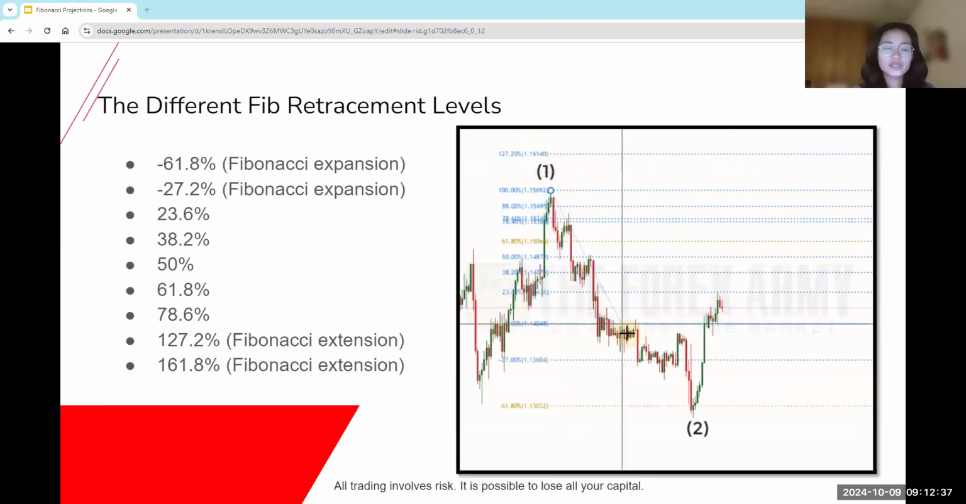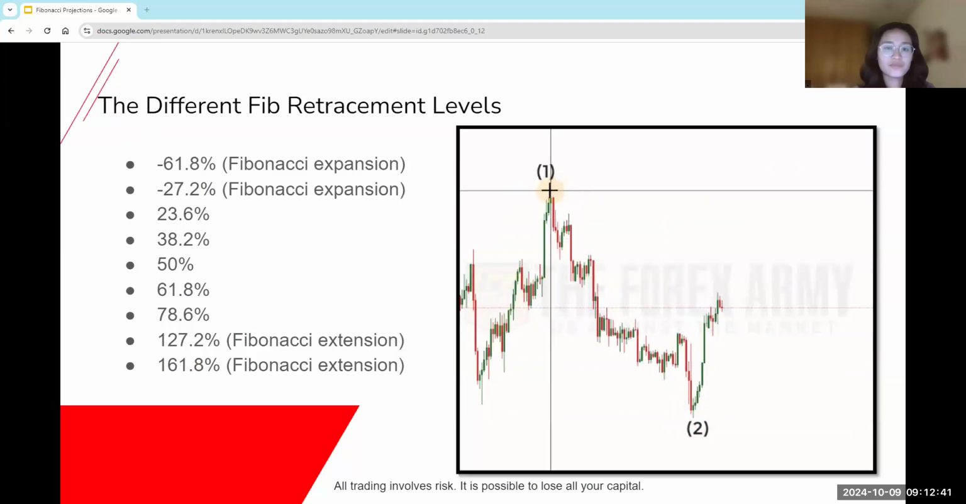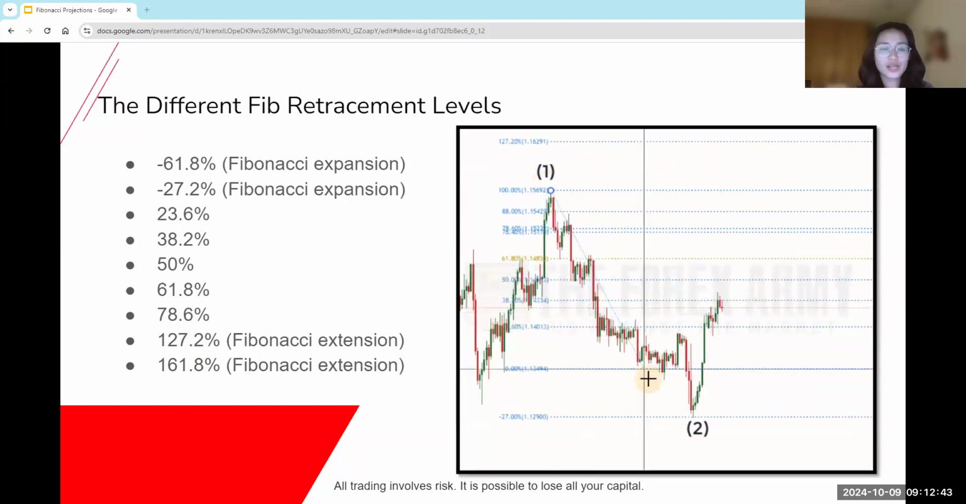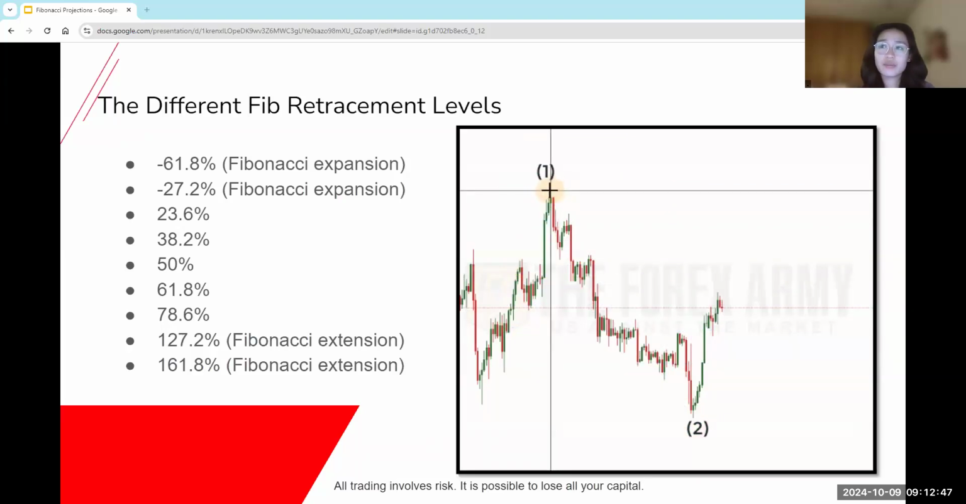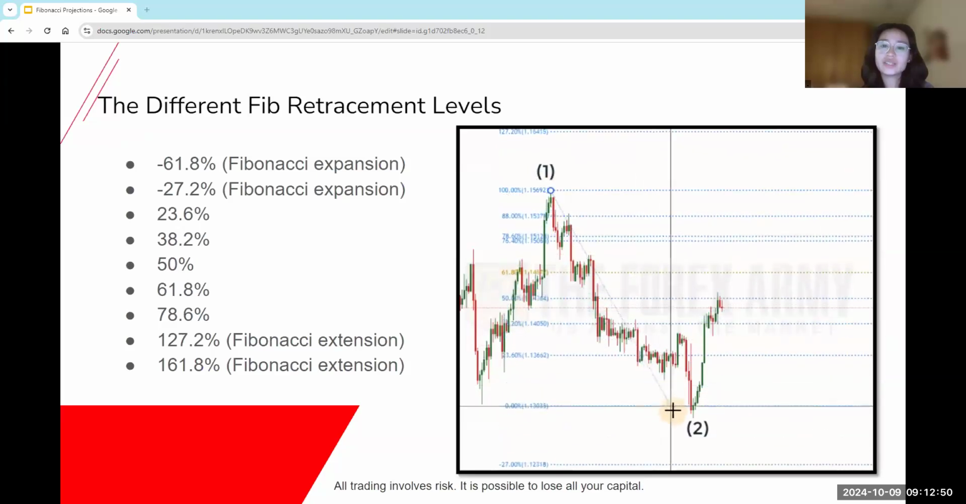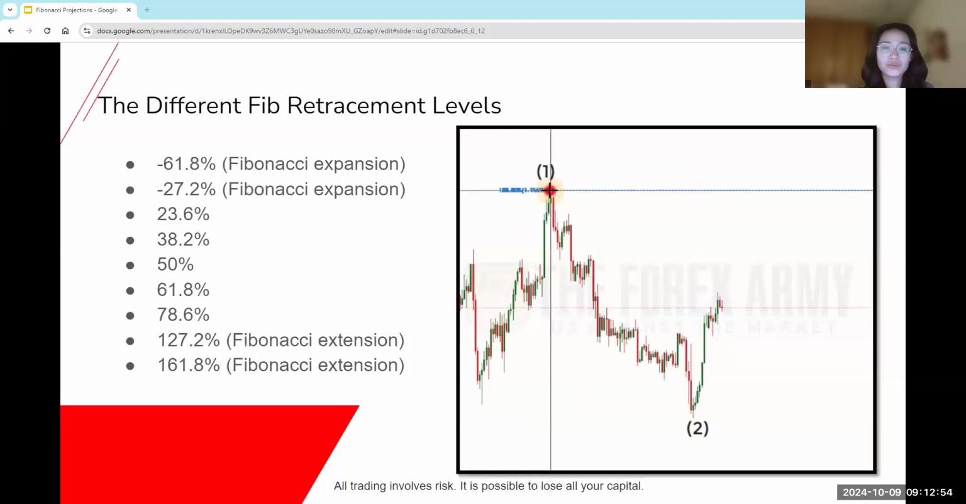Okay, so these are the different Fibonacci retracement levels that we normally use. For the negative levels, we use minus 61.8 and minus 27.2, and these are the Fibonacci expansion technique that we went through last week.